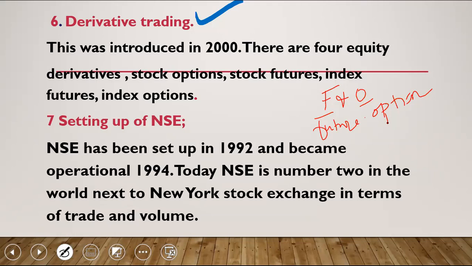So derivative trading means, I told you there are 4 equity derivatives. Look here. There is stock option, stock future, index option. This derivative trading basically means F&O, future and option trading. What is future and option trading? Without knowing stock market, you cannot understand F&O. So we will be explaining F&O in the separate video. At present, you just understand derivative market is a very important reform that has happened in India's financial market.